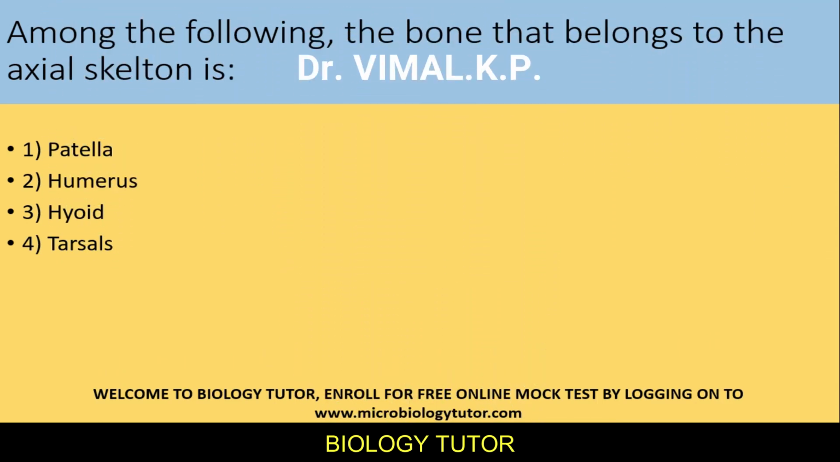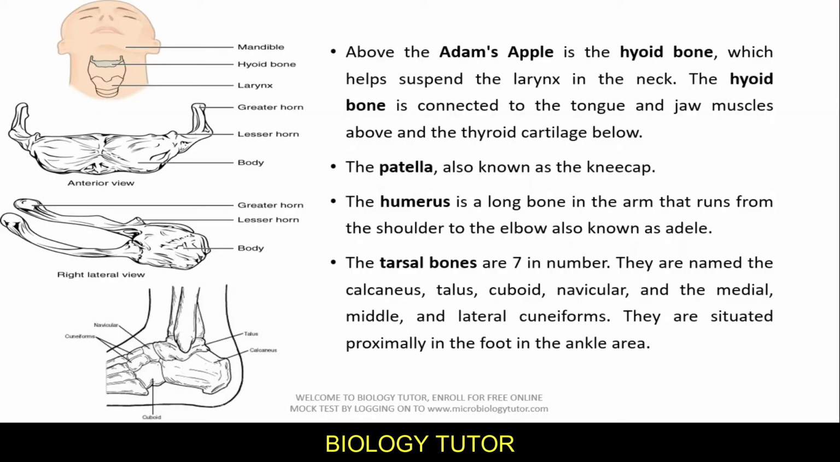Among the following, the bone that belongs to the axial skeleton is: 1. Patella, 2. Humerus, 3. Hyoid, 4. Tarsals. Which is the answer? Here the answer is 3, Hyoid. You can see pictures on the left side of the slide. Above the Adam's apple is the hyoid bone, which helps suspend the larynx in the neck. The hyoid bone is connected to the tongue and jaw muscles above and the thyroid cartilage below.